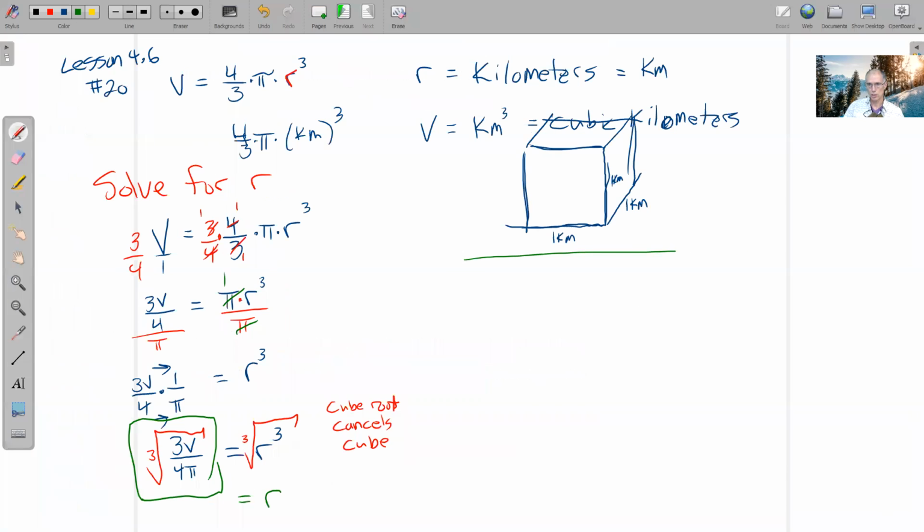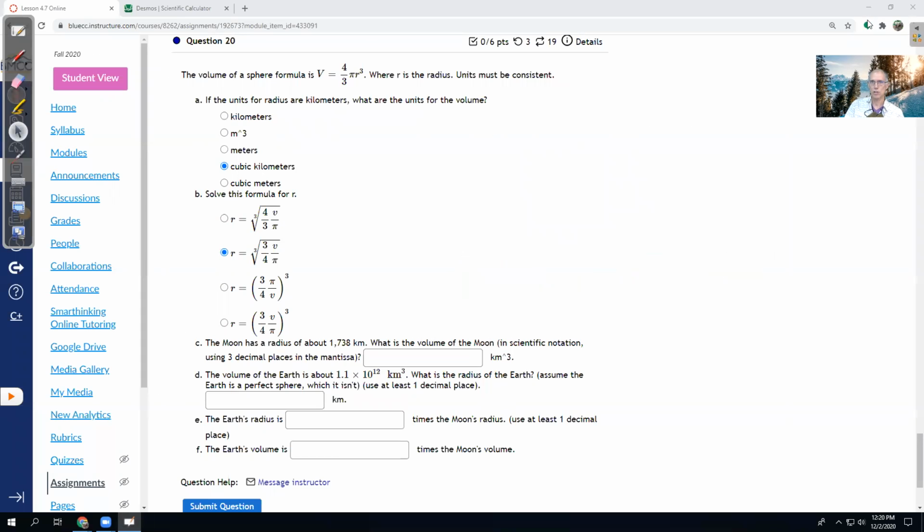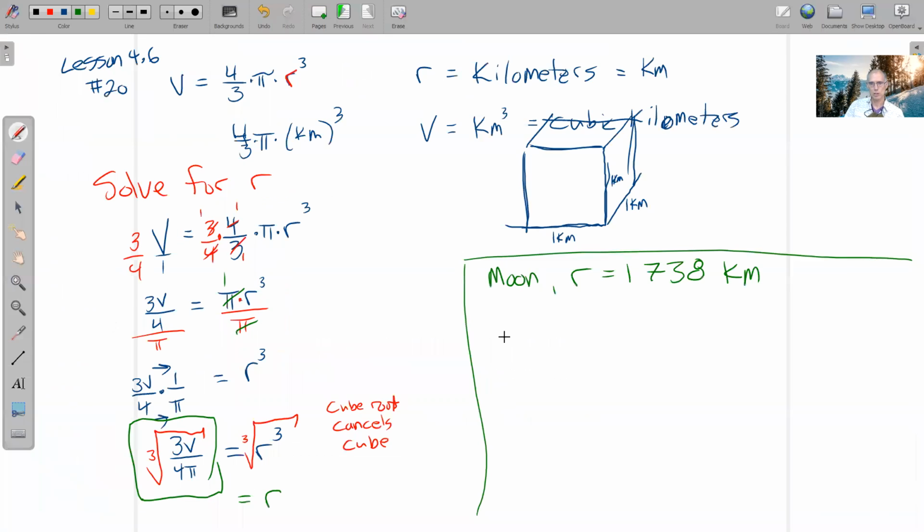So let's go over here on my page. We want to find the volume of the moon, knowing that the radius is 1,738 kilometers. Make sure I wrote that right, 1,738. Yep. So then for the volume, we just plug in to the 4/3 times pi and 1,738. I'm going to skip writing the kilometers because I know the answer is going to be kilometers cubed. And so now it's just calculator time.